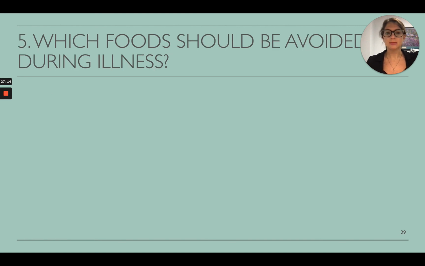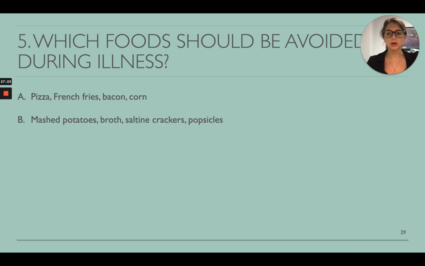And then question number 5, which foods should be avoided during illness? A, pizza, french fries, bacon, corn. B, mashed potatoes, broth, saltine crackers, popsicles. C, scrambled eggs, melon, and oatmeal. Or D, grilled chicken, plain pasta, and green beans.